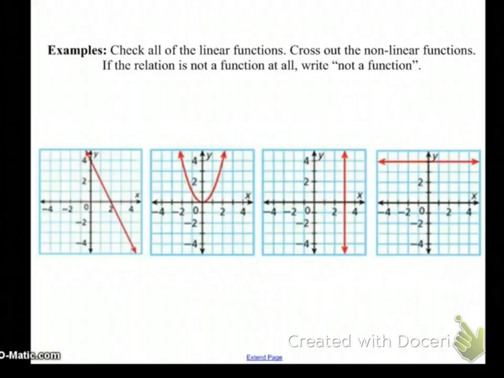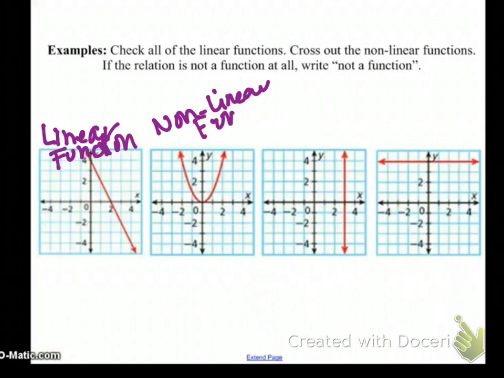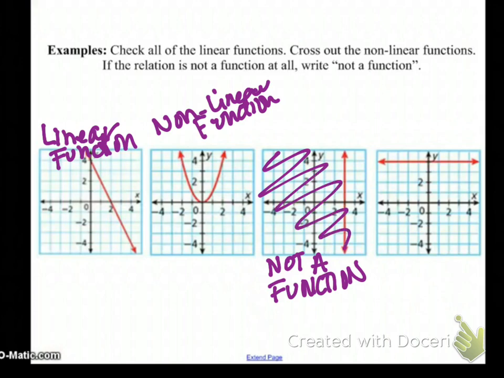So let's take a look at these examples and see if we can find linear functions. Linear functions have to be a straight line. So we can see that this is a linear function. It passes the vertical line test and it's a straight line. The second one is a non-linear function. Although it passes the vertical line test, it's curved. For this third graph, this is not a function. It will not pass the vertical line test, so we can just cross this one right off. The fourth one, this horizontal line, is linear and it's also a function, so we could call this a linear function.